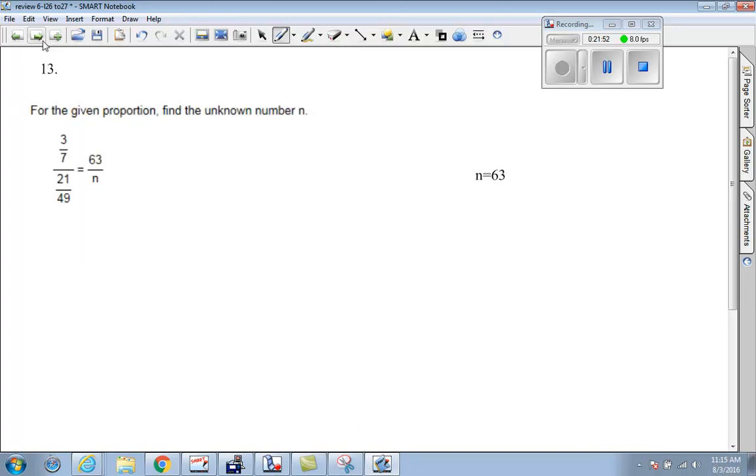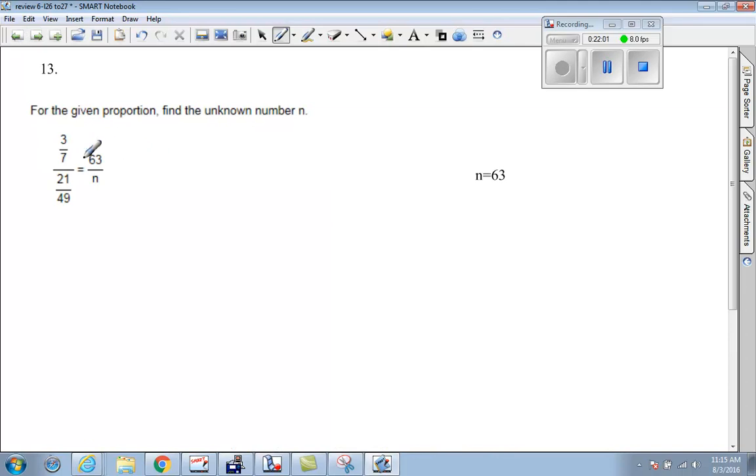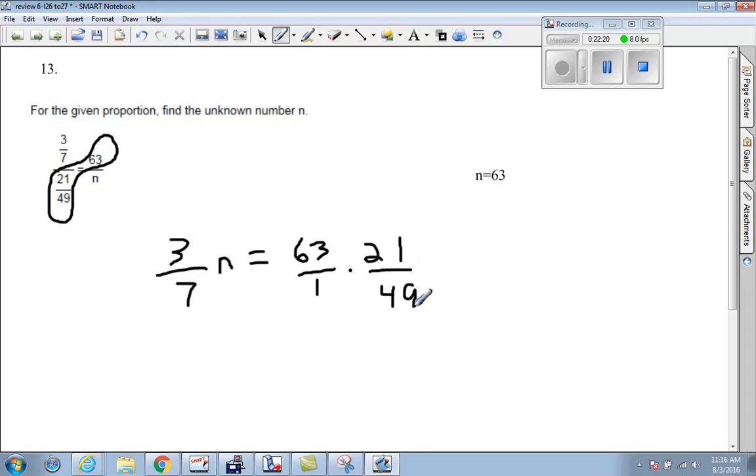All right, and now number 13. And remember, I believe there's only 16 problems. So this one, again, we're just practicing cross multiplication. Don't be afraid of the fractions. So 3/7 times n is just 3/7 n. And 63 times that fraction is whatever that is. So I would write it as 63 over 1 times 21 over 49. Okay? Now look for cross cancellation here. 7 goes into 49 7 times, and 7 goes into 63 9 times.